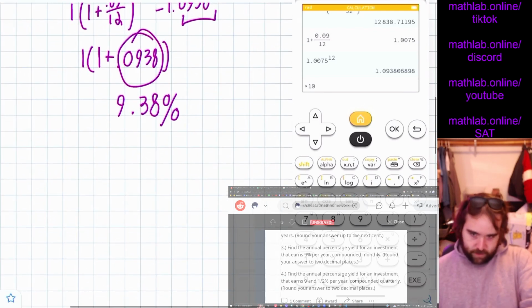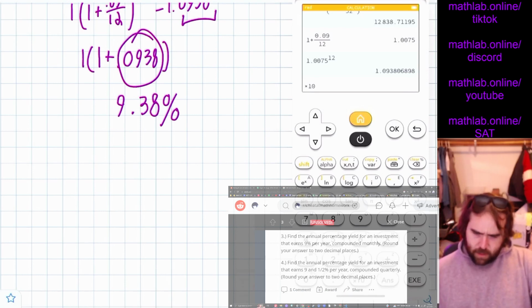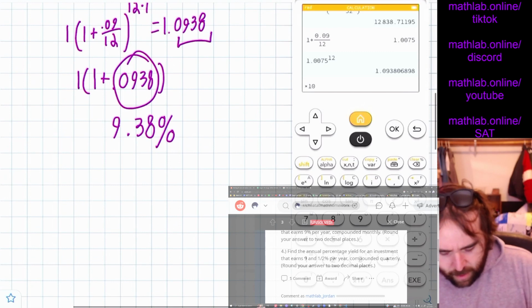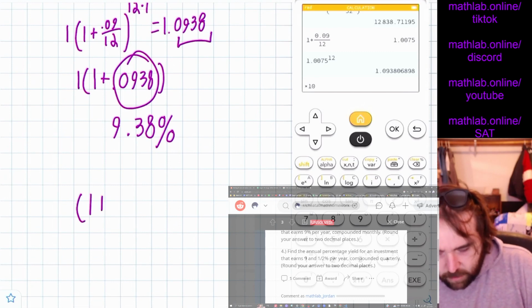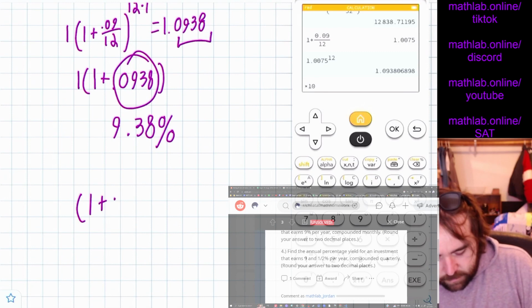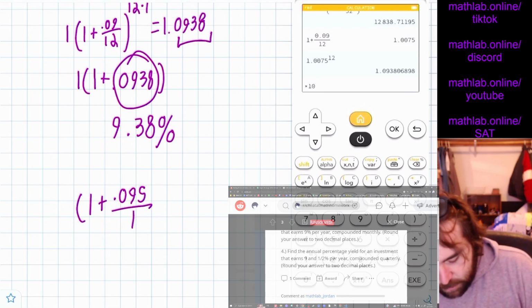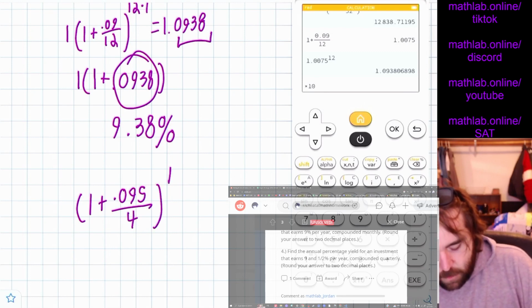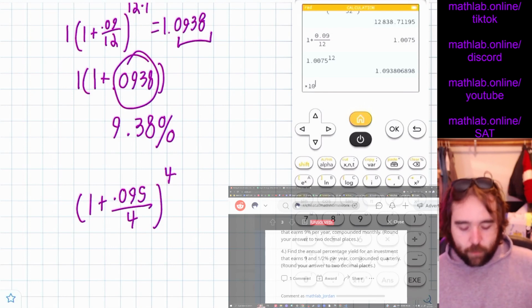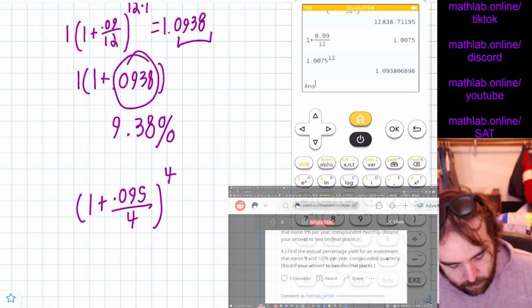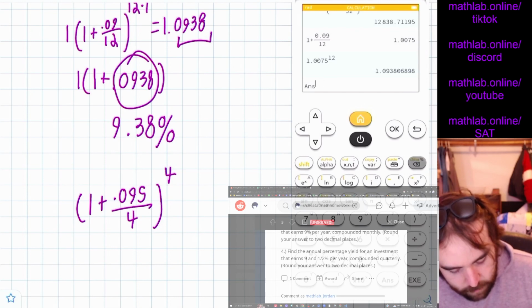Find the annual percentage yield for an investment that earns 9.5% per year compounded quarterly. So you're just going to do the exact same thing. We're going to have 1 times 1 plus 9.5%, so 0.095, compounded quarterly, so 4 times per year, and then raised to the 4. Then we'll get 1 point something, and then we just got to take off the 1.